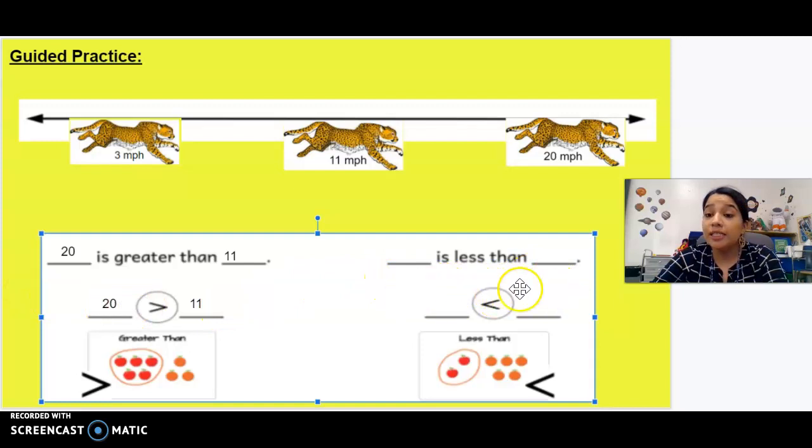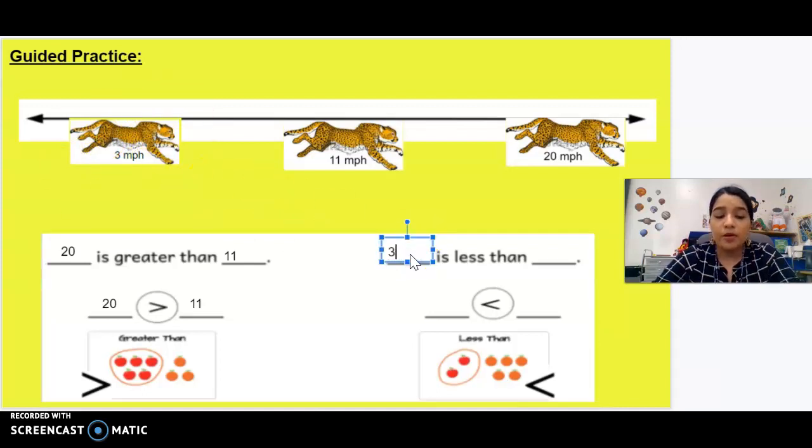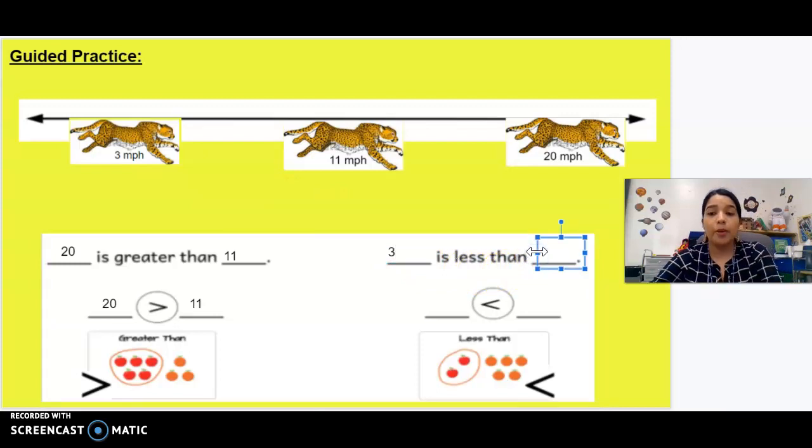Let's go ahead and look at our less than sentence. So blank is less than blank. So let's see. We need a number less than another number. So let's look at our smallest number right here, 3. 3 is less than which number? I see 11. Good job. We can always put 11 again because 3 is less than 11. 3 is a smaller number than 11. That is a smaller value. 3 here is less than 11.